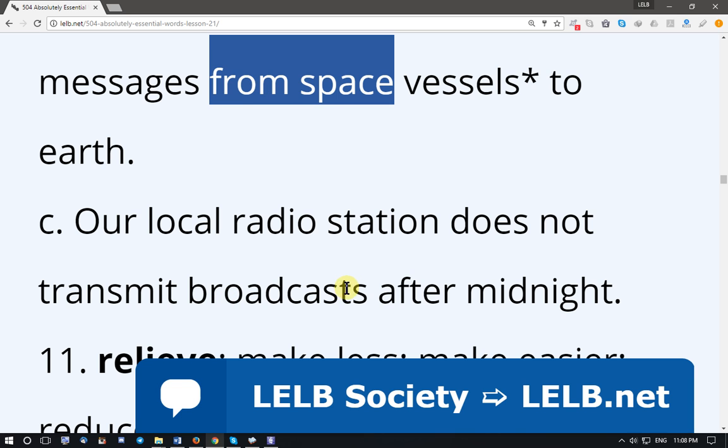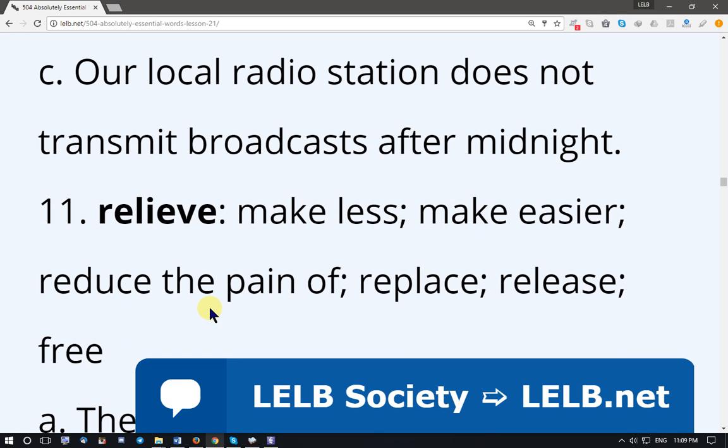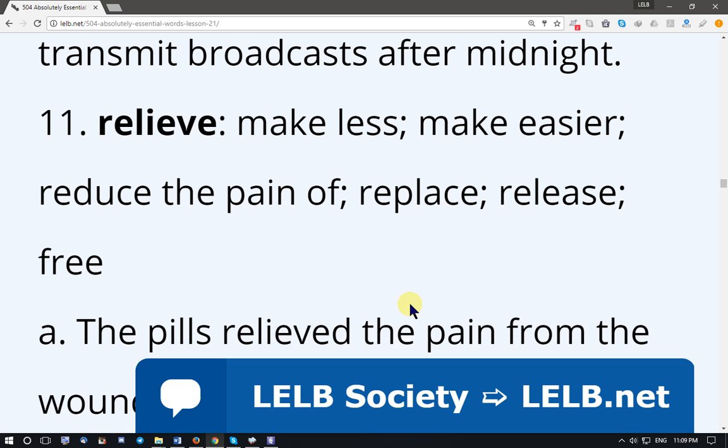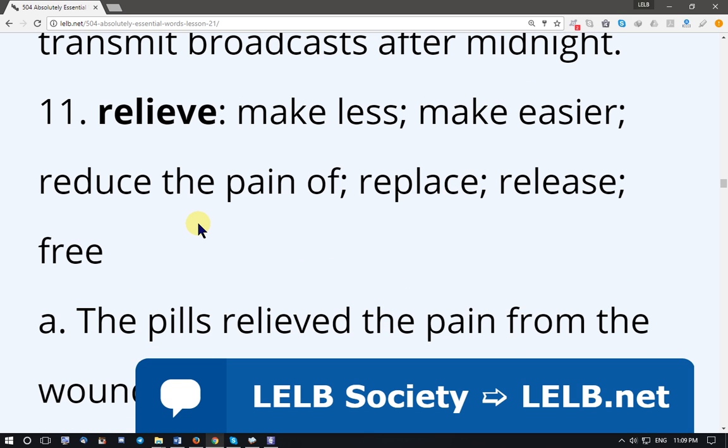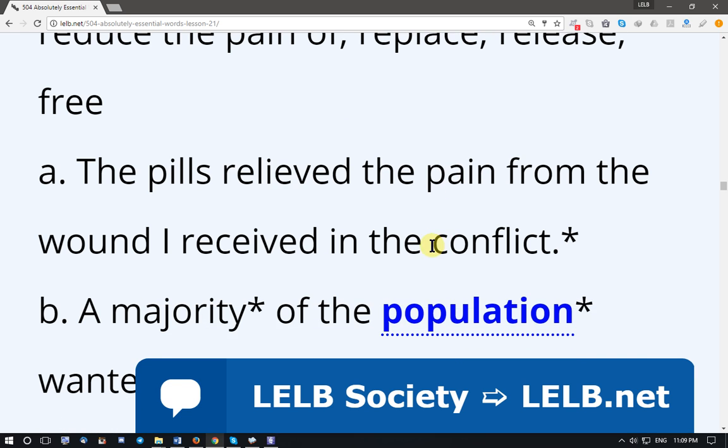after midnight. Relieve: make less, make easier, reduce the pain of, replace, release, free. These are all verbs. The noun form is relief, like believe and belief. The pills relieved the pain from the wound I received in the conflict or battle. It was a painkiller. Clear.